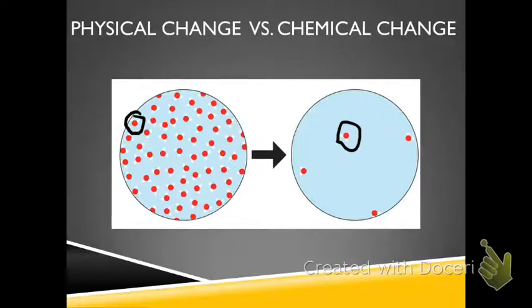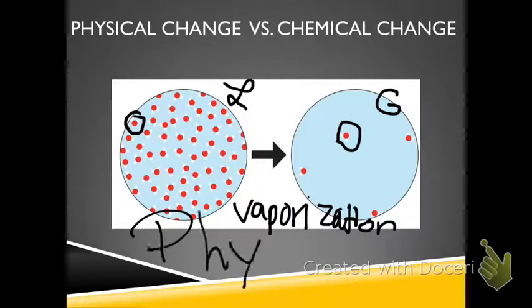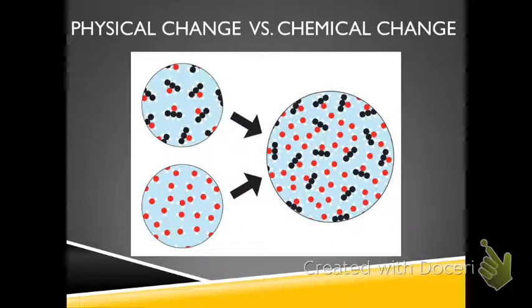I would say this is an example of a liquid. This is an example of a gas. So what happened here was vaporization. And if vaporization occurred, then this is a what kind of change? You should be saying this is a physical change.